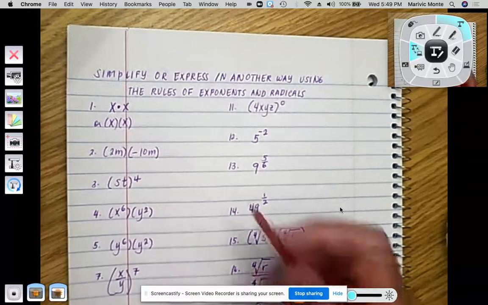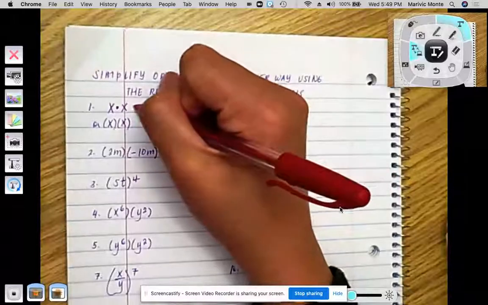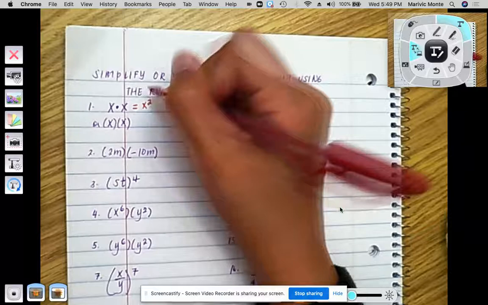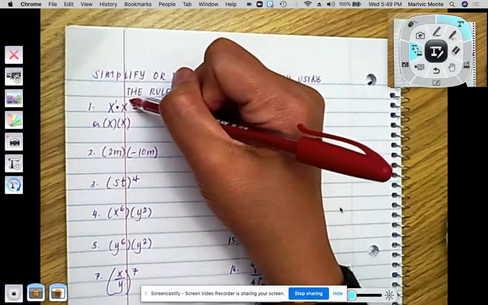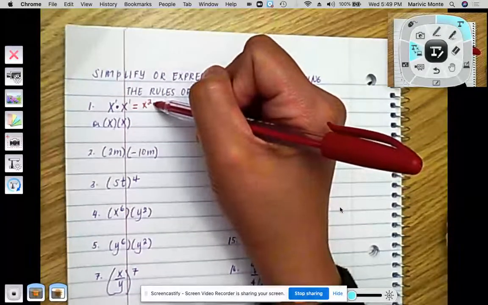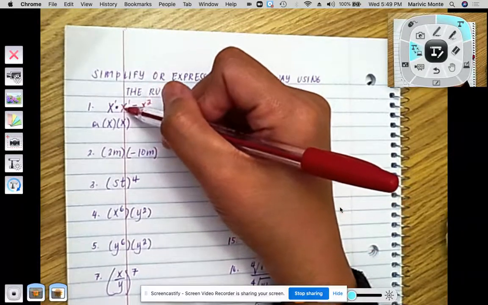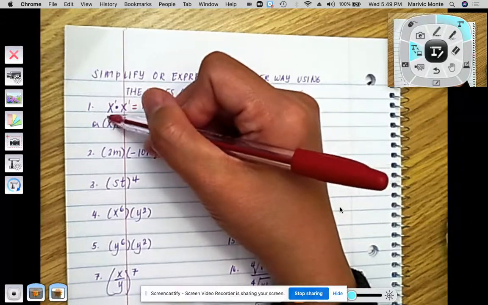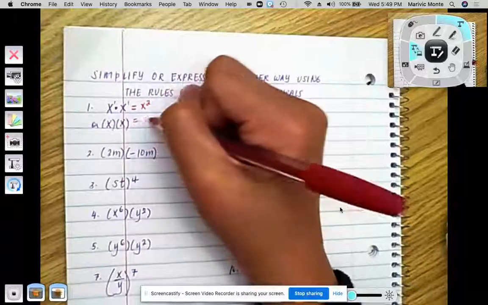So if you have an x times x, you know that this is automatically, like from memory, x squared. Because actually what's happening is that there's a power of 1 here, and you add both exponents, so you have a squared here. And the x times the x with a dot is the same as when you use parentheses. They both mean multiplication. So this is also x squared.